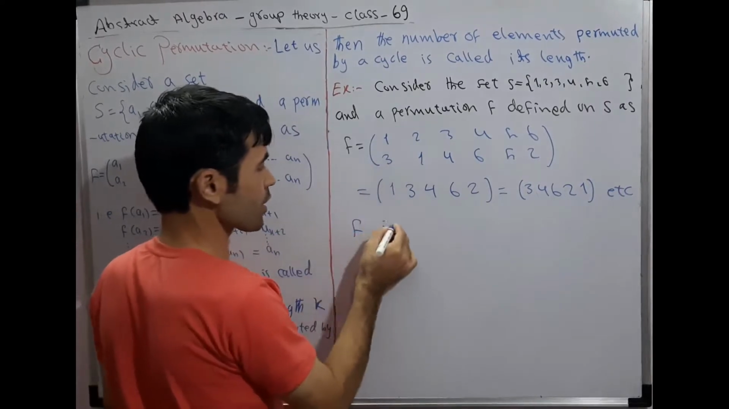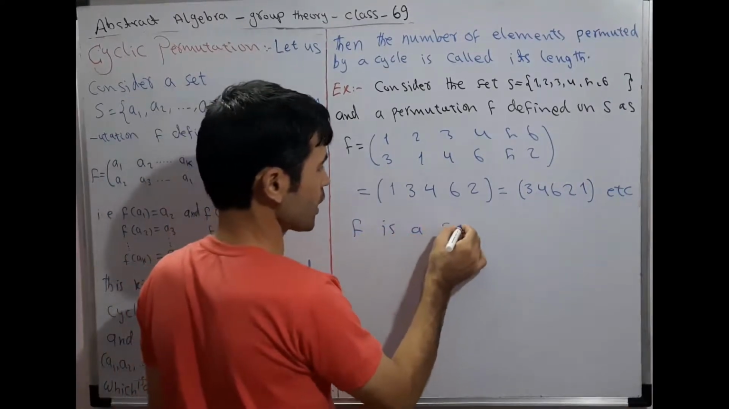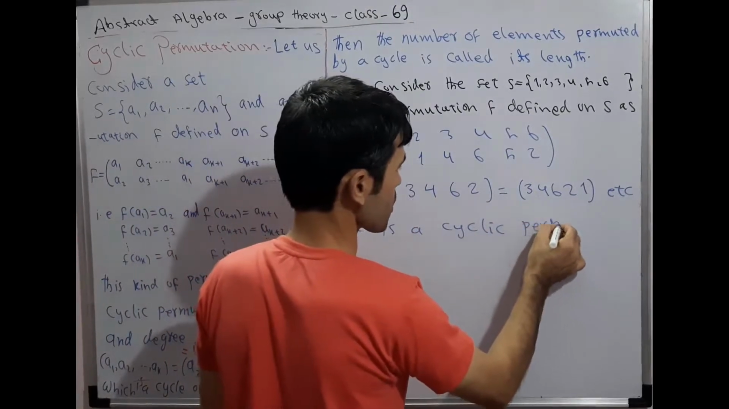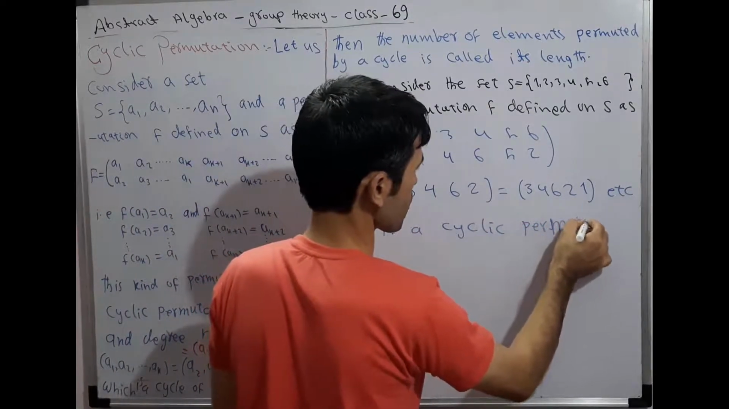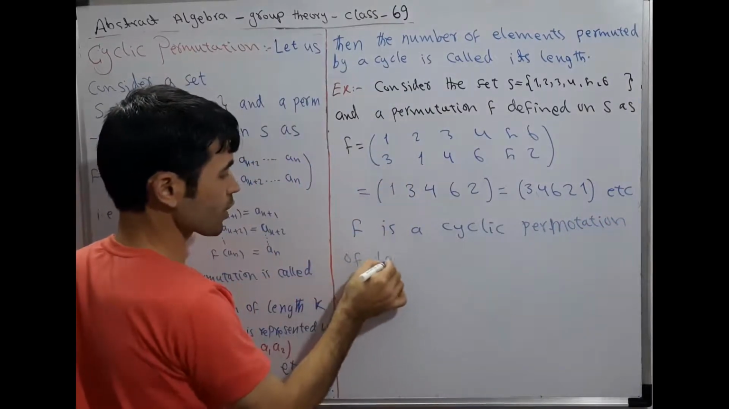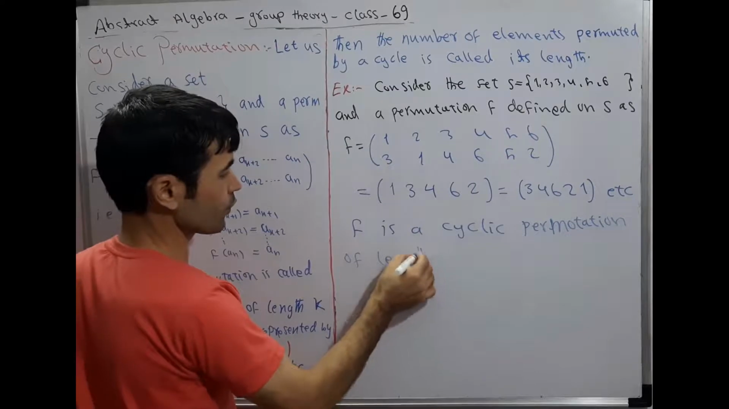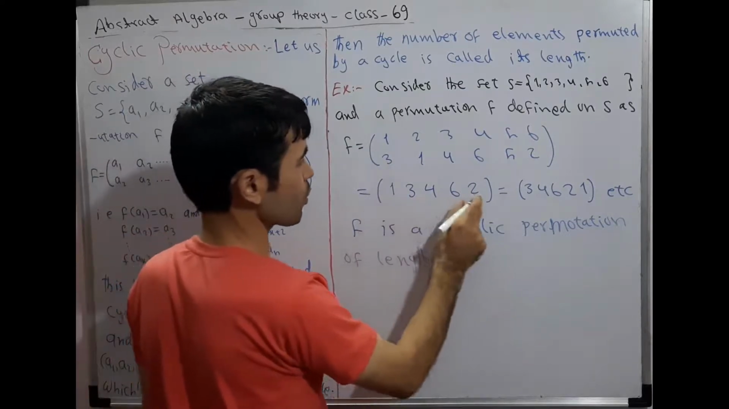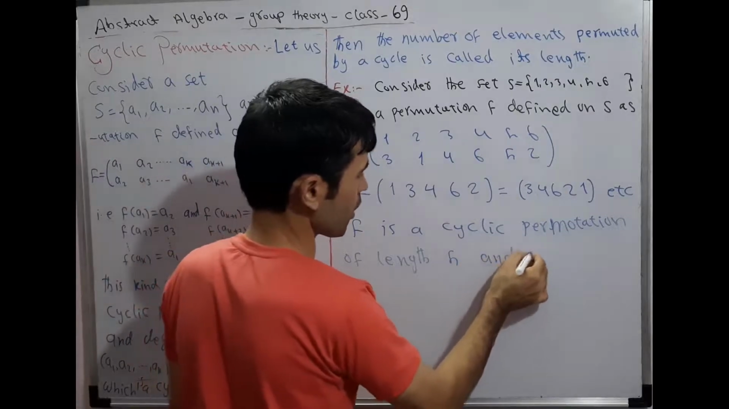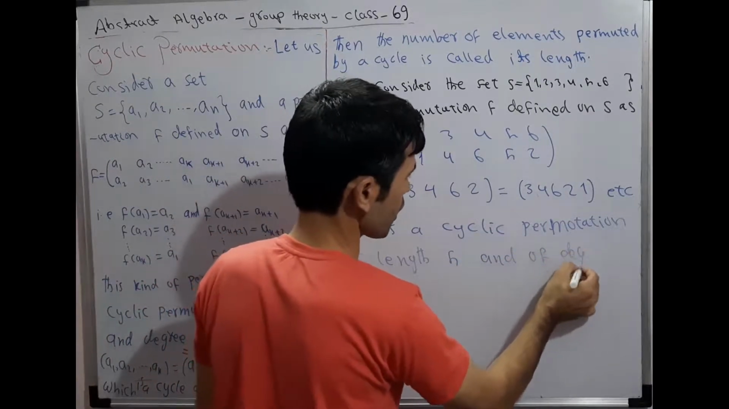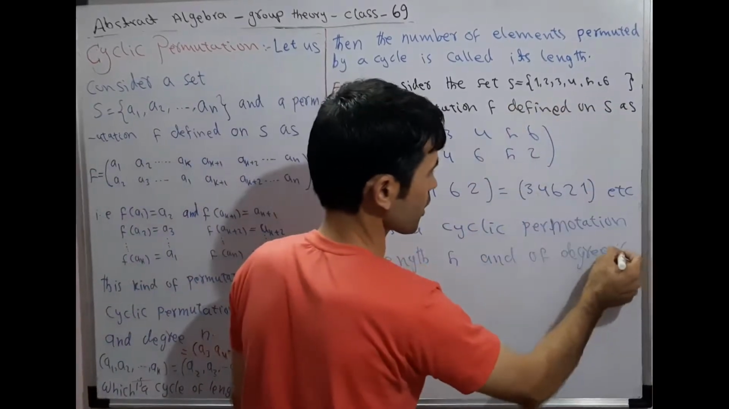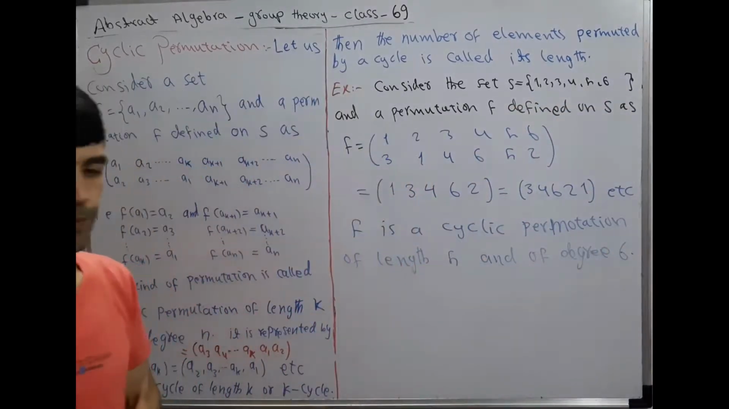f is a cyclic permutation of length 5, (1 3 4 6 2), and of degree, how many elements do we have? 6. The degree is 6.